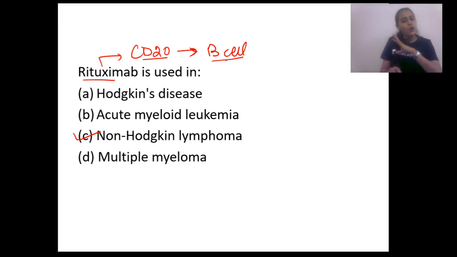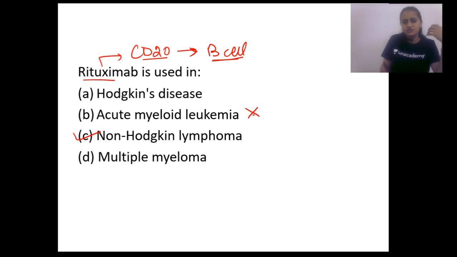Again, we have seen all the CD markers from your CD1 to CD152 in our revision course. Please revise that. It's a very, very important topic. So you have CD20, which is for B cell. Okay. So B cell lymphocytes means it would be used in lymphoma.